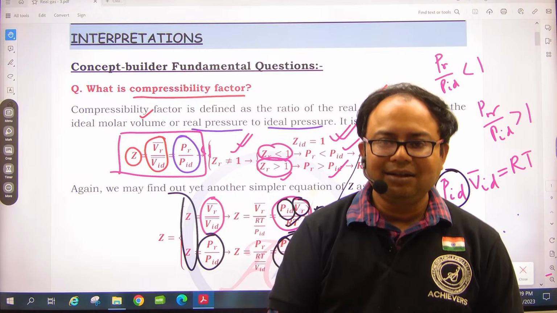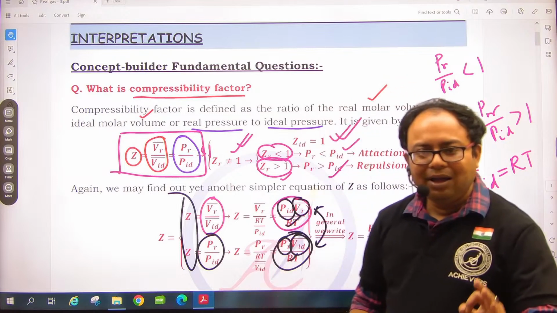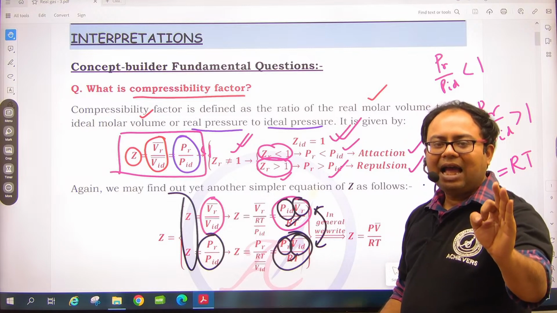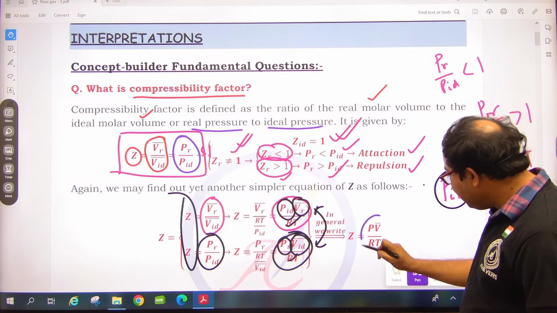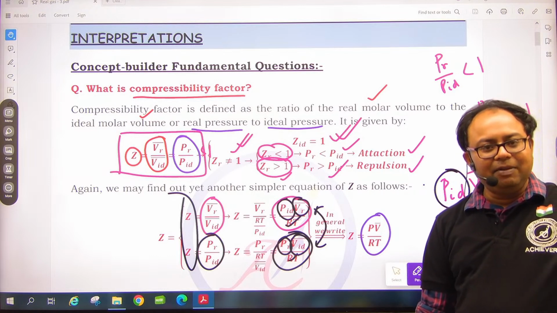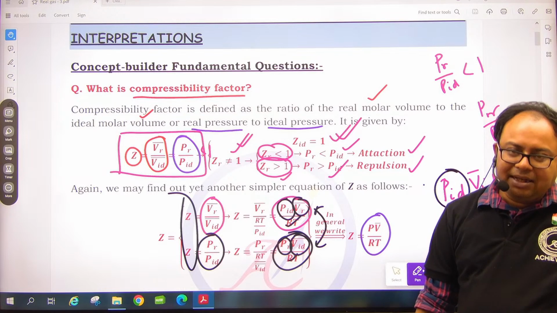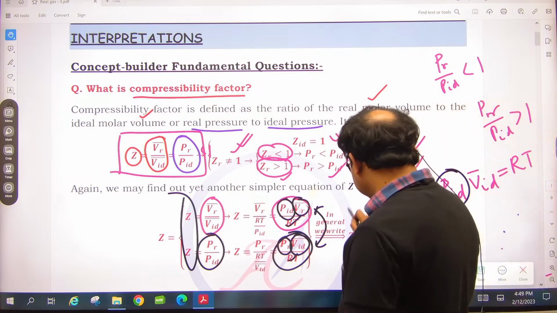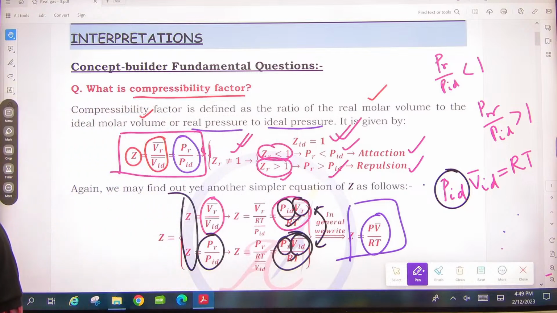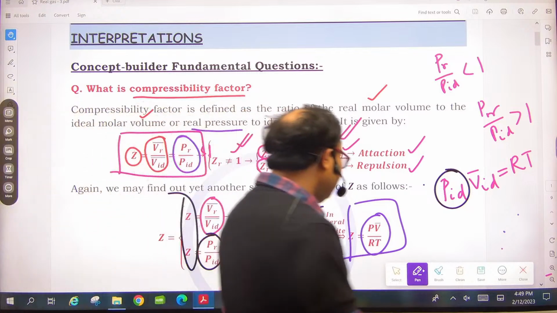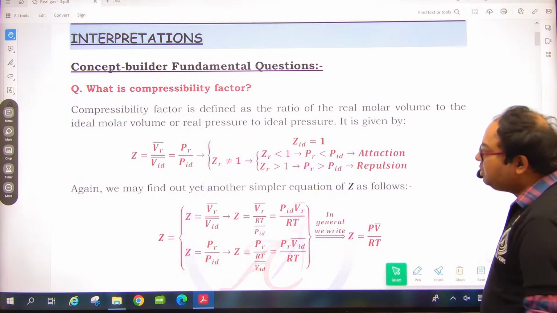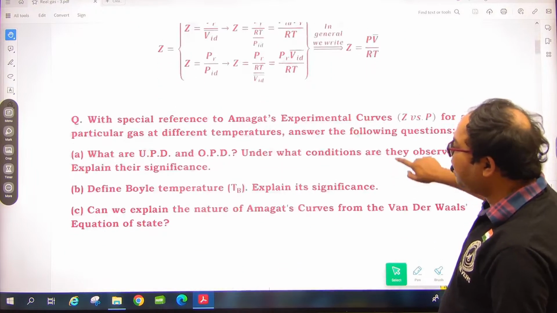That's it. So we are lifting these suffixes and we are simply writing it like PV bar divided by RT. If P is ideal, V bar is real. If P is real, V bar is ideal. So it is simply written like this: PV bar divided by RT. So this is the concept associated with the compressibility factor.